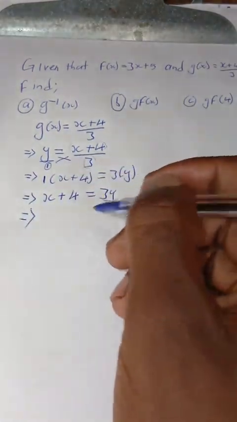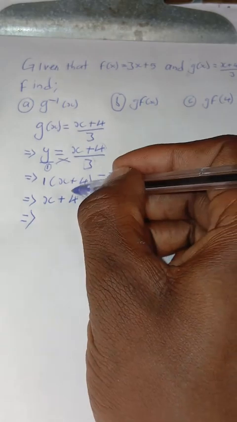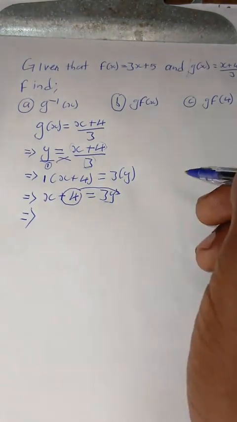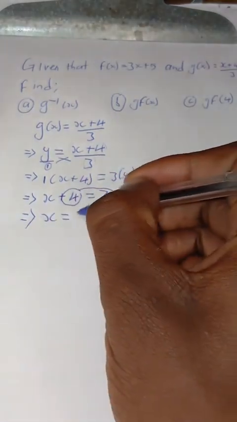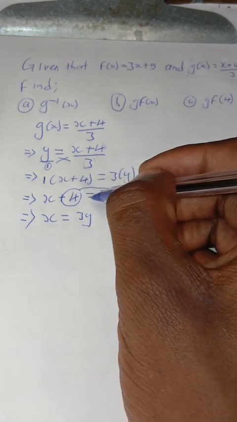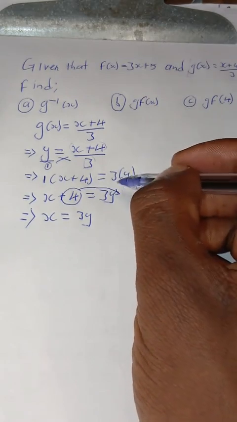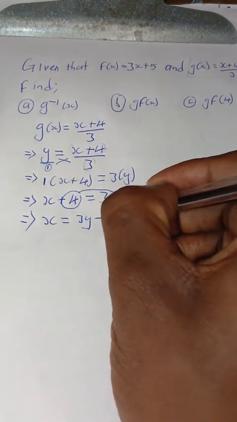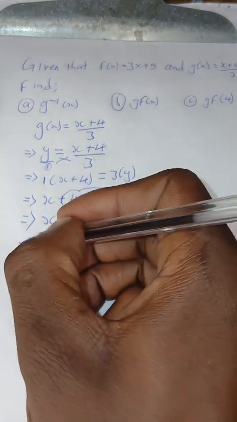Follow me closely. Since we want to make x the subject of the formula, this 4 has to come here. In other words, we find the additive inverse of this. So x is equal to 3y. Now here, this is positive, so when it crosses the equal sign, it will change the sign. So it becomes negative 4.